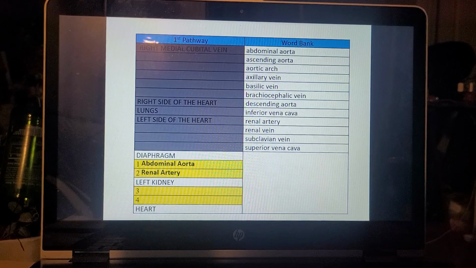Renal artery. Out of the kidney. Renal vein. And inferior vena cava to the heart. Next pathway.